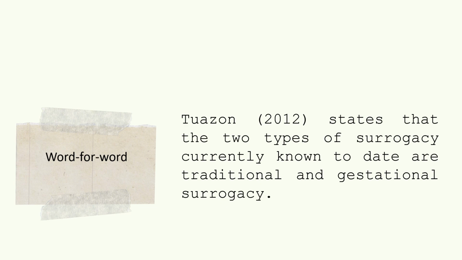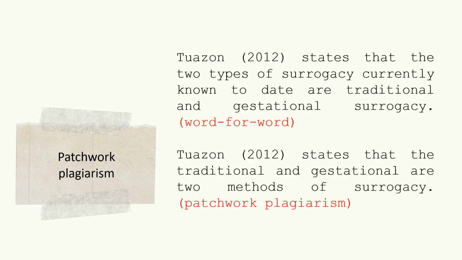Or sometimes, this is also a form of plagiarism where you just patchwork. When we speak of patchwork, it's like you are just rearranging the words, or the sentence in the paragraph, but it is still a kind of word per word copying or plagiarism. Like from word per word, that 2012 states that the two types of surrogacy currently known to date are traditional and gestational surrogacy. And then the patchwork version is 2000 states that traditional and gestational are two methods of surrogacy. Okay, so you just rearranged the sentence in the paragraph, or the words in the sentence itself. Right? So that's still plagiarism.